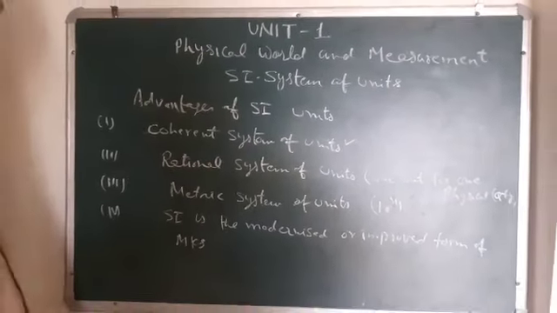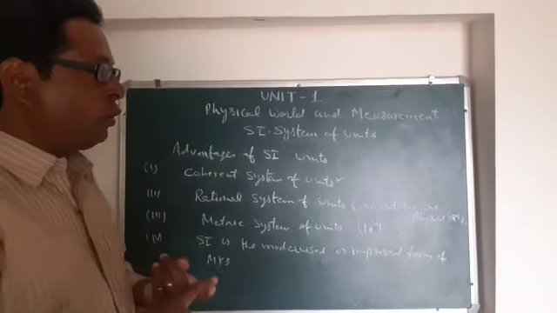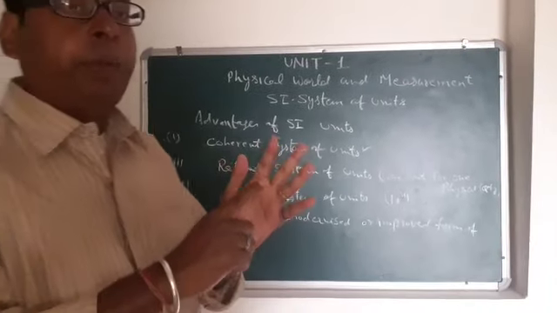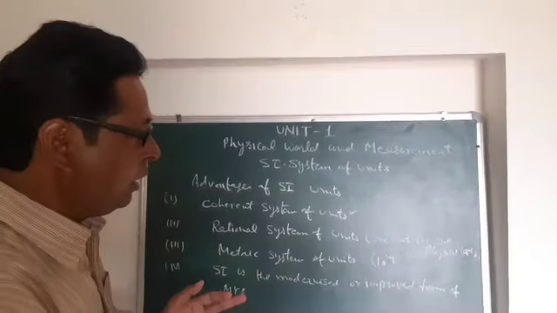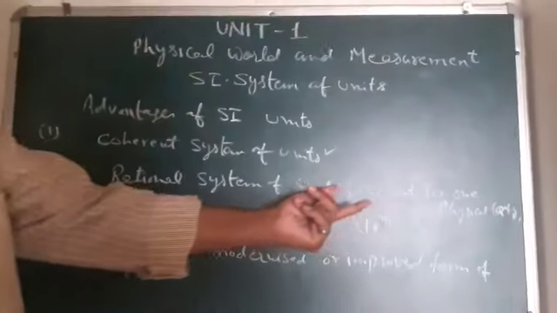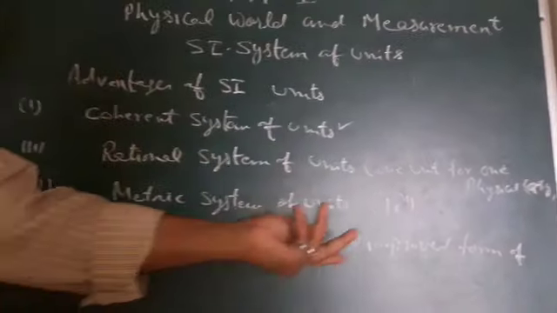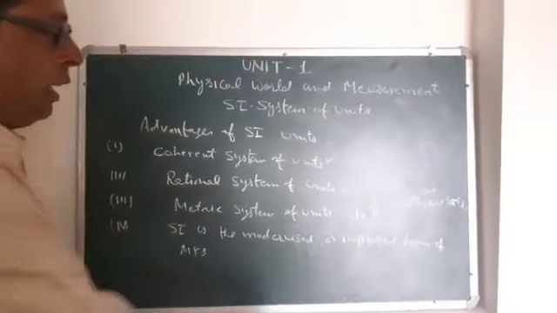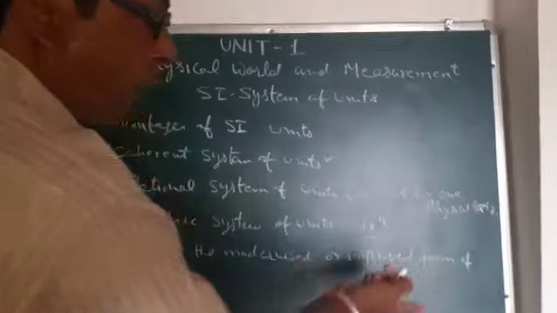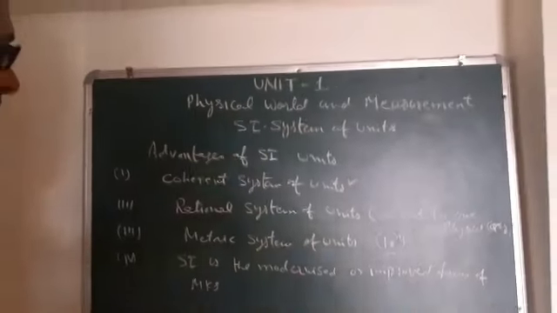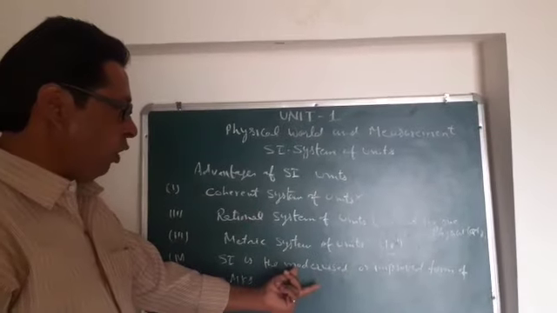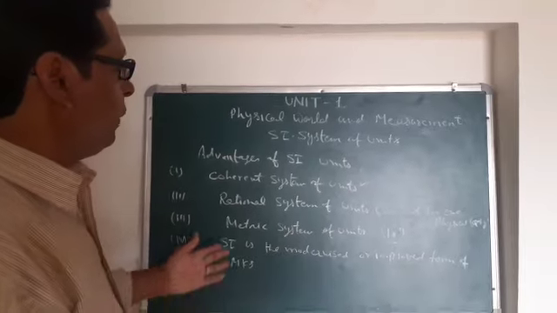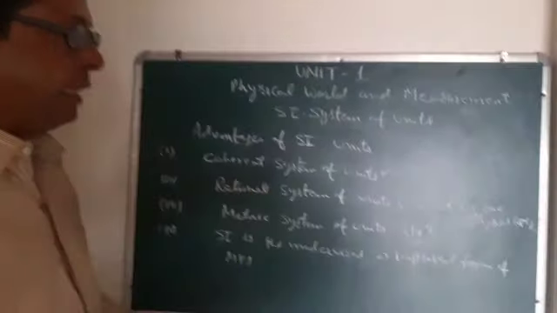Rational system of units means one quantity has only one unit. Suppose energy: it can be chemical energy, potential energy or kinetic energy, but it has the same unit, joule. Similarly, work done also has the unit joule. Metric system of units means SI units can be raised in powers of 10. And SI is a modernized or improved form of the MKS system. So these are brief advantages of the SI system of units.